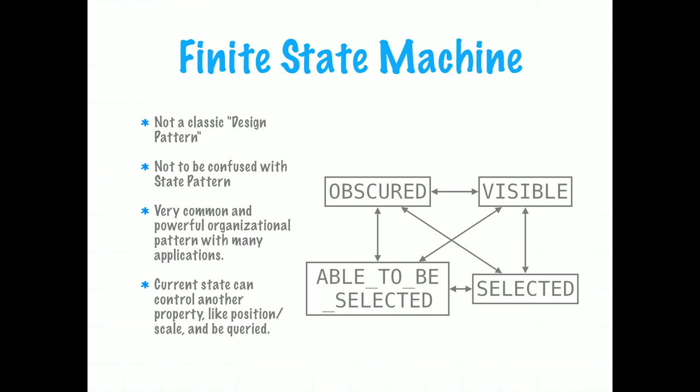Basically, in the interest of time, I'm not going to show all these four states. Basically, obscured is face down, visible is face up, and able means it needs to be selected. It pops out of the play field a little bit, and then if it's selected, it gets scaled up. So basically, all of these states are going to change the position and scale and kind of rotation to go face down on the card. But also you just want to be able to query, hey, what's my state right now? Am I able to be selected? Am I selected?